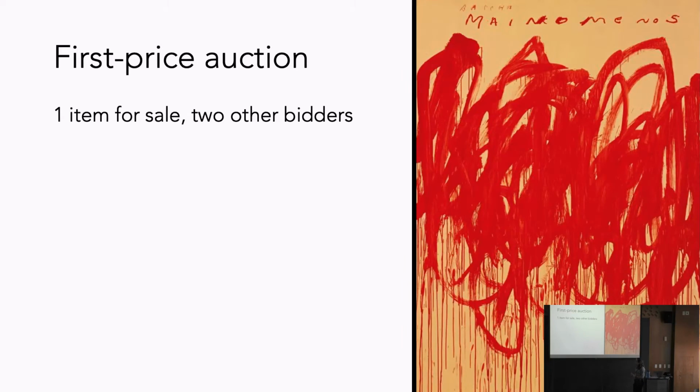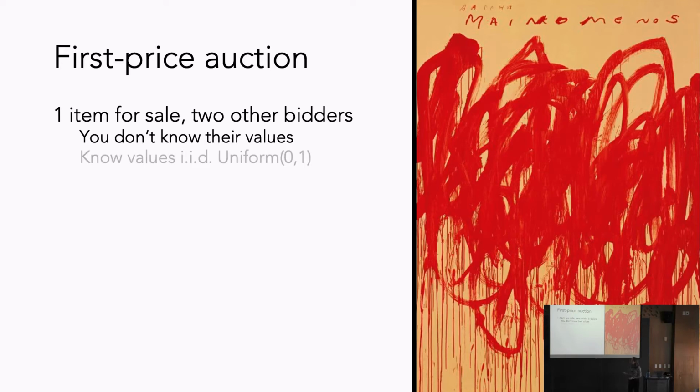The first is the first price auction. So let's say we're in a specific scenario where there's one item for sale, you're a bidder, and there are two other bidders. You don't know the other bidders' values, but let's say you happen to know that those values are drawn IID from the uniform distribution between 0 and 1, just to give a concrete example.